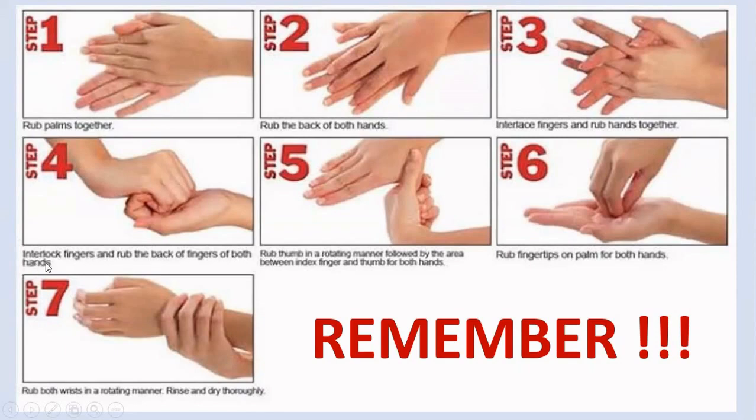Now we have to also rub the back of fingers very nicely with the soap and water. Rub thumb in rotating manner, followed by the area between index finger and thumb for both hands. We have to clean each and every finger as well as the thumb to remove all the germs. Rub fingers on palm for both hands, that is the nails. As we know, a lot of dirt goes inside our nails also, so we will also rub the fingertips. And the last step, rub both wrists in rotating manner, rinse and dry thoroughly.